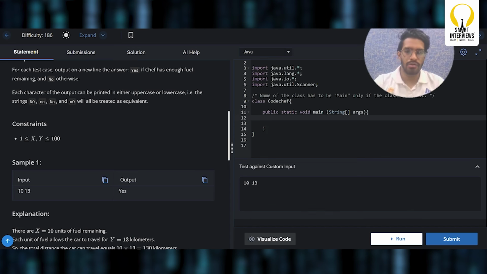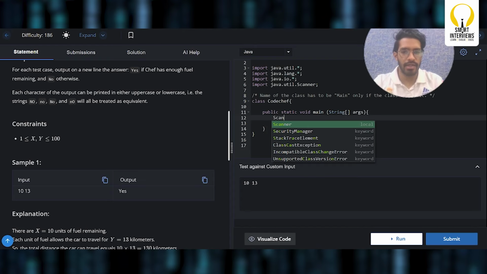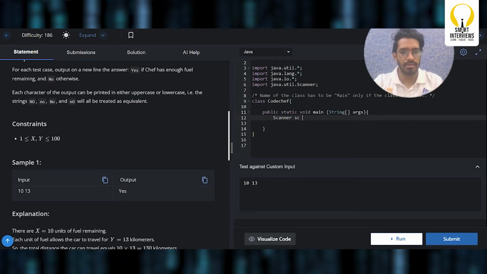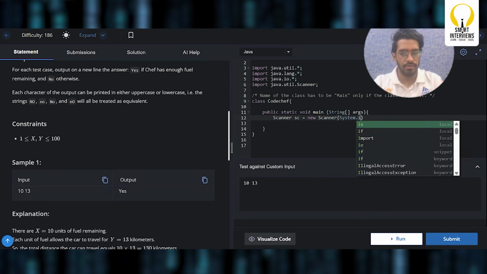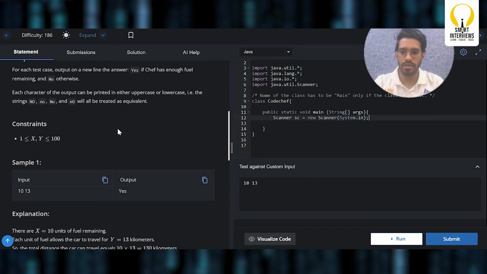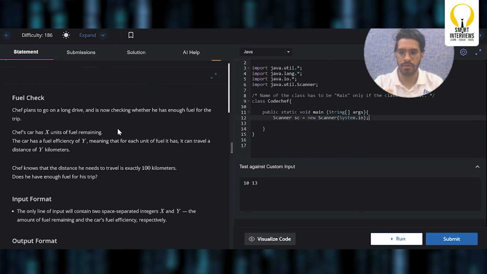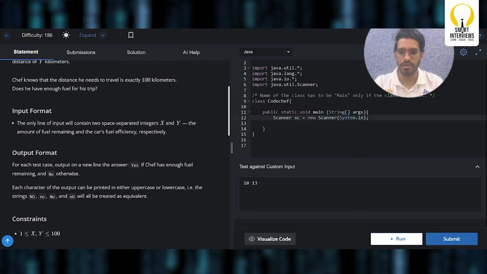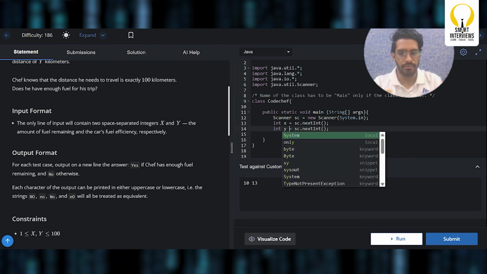Moving on to the code. So let us start by writing the scanner class. Scanner sc equals new Scanner(System.in). According to the input format, we know that we have to take two values as input. Let us take int x equals sc.nextInt(), and we also need y.